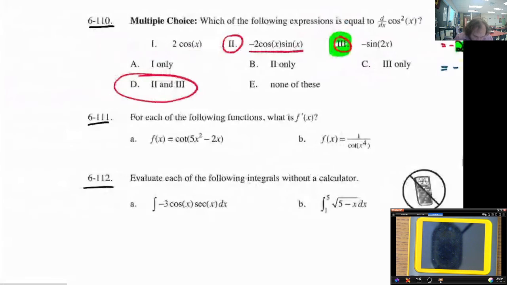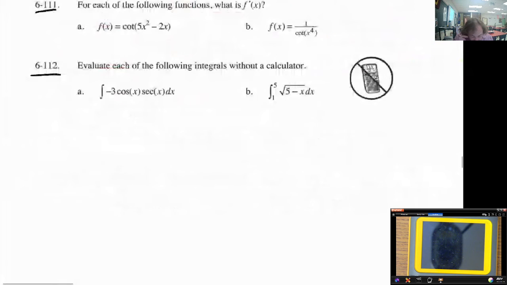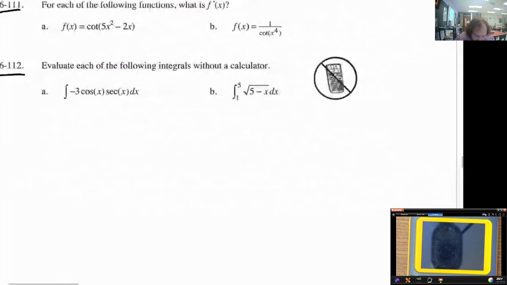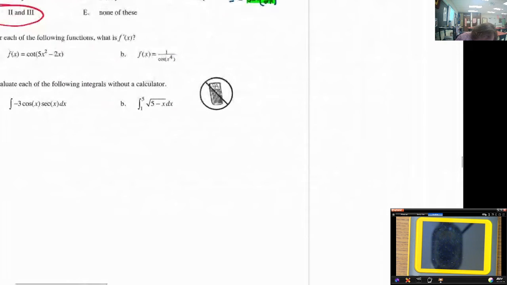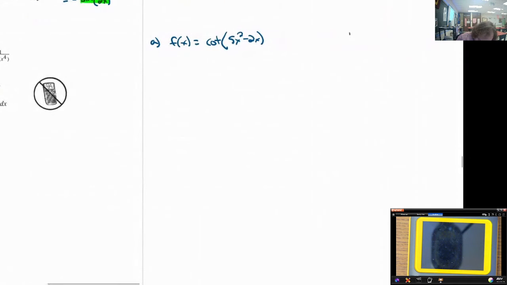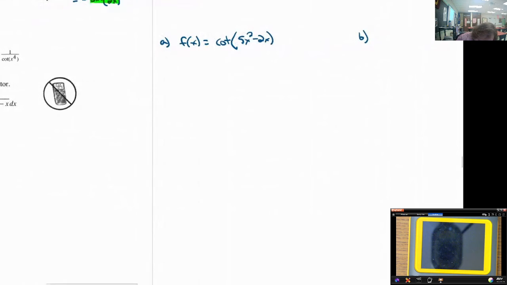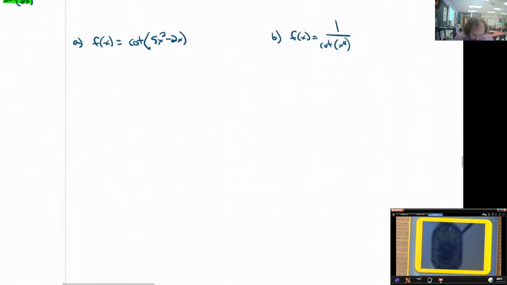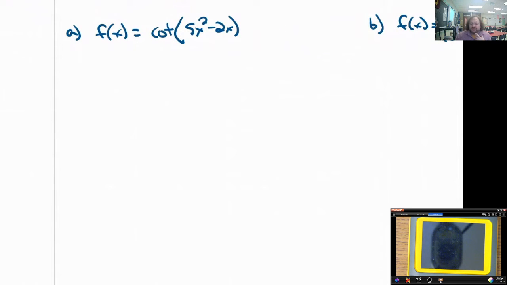Okay, question 6.1.11, part A. For each of the following functions, what is f prime of x? I'm going to write the problem over here and get some room. The original function is the cotangent of 5x squared minus 2x. That's not super fun, but it's not terrible either. And b is 1 over the cotangent of x to the 4th power. Okay, so let's see. The derivative of cotangent is the negative cosecant squared of x.